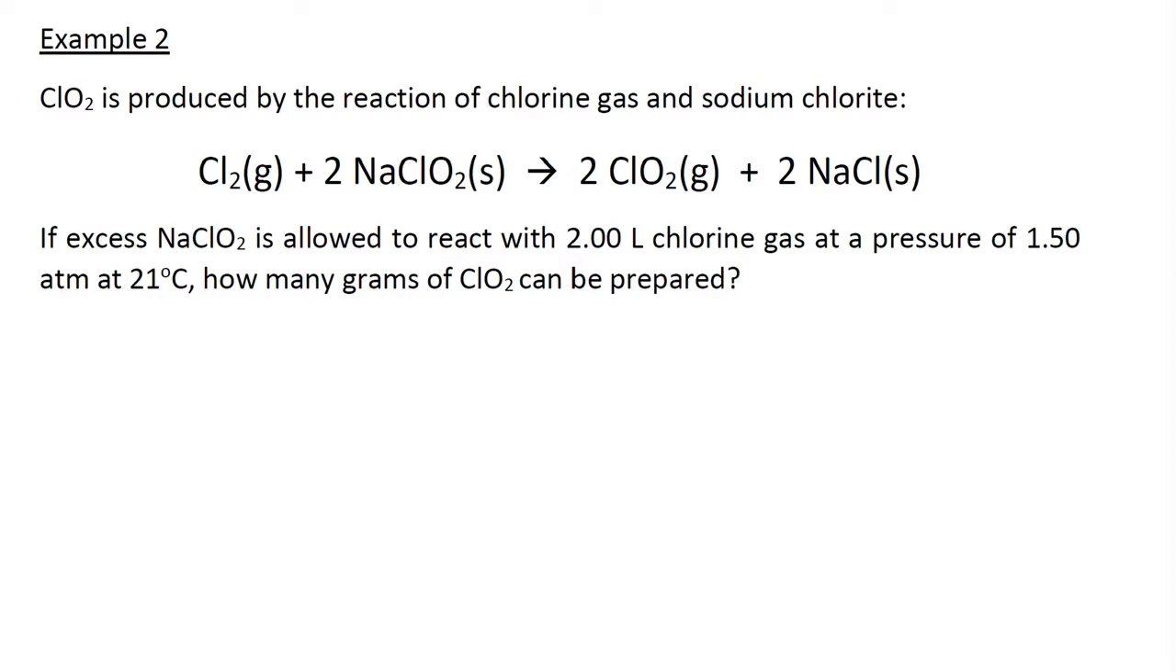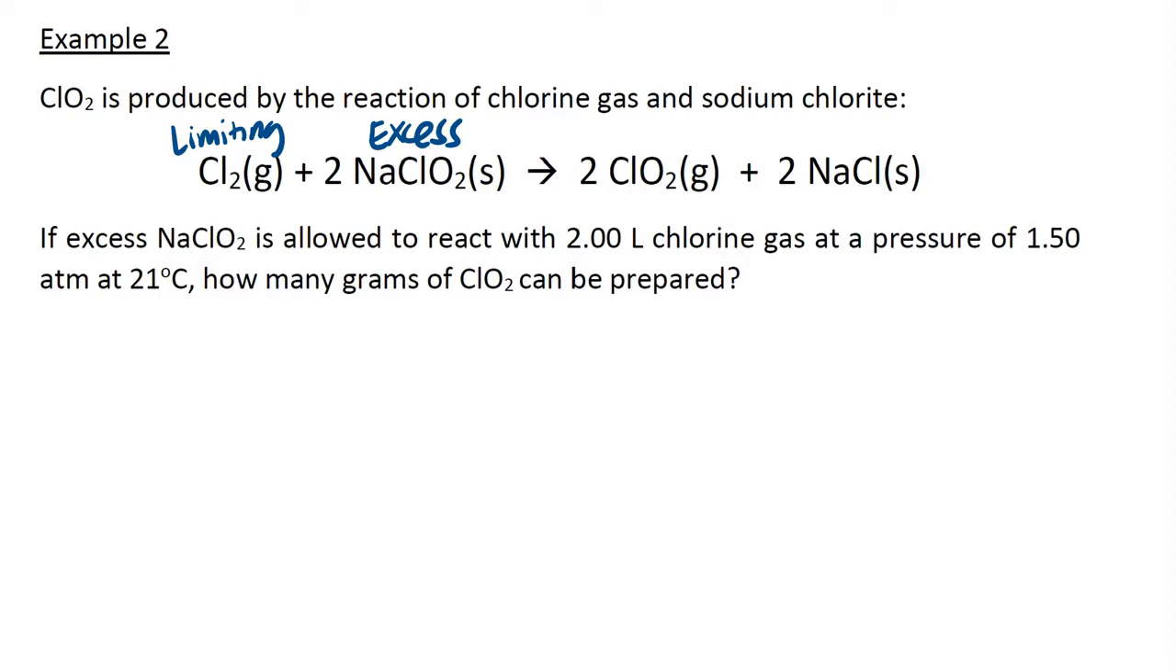Alright, so they've already told me what the excess reactant is. It's this sodium chlorite. That's your excess reactant. So we just know that we've got plenty of it for this reaction to occur. So that means the other reactant, the chlorine gas, is your limiting reactant. And that chlorine gas is going to determine how much product is made.